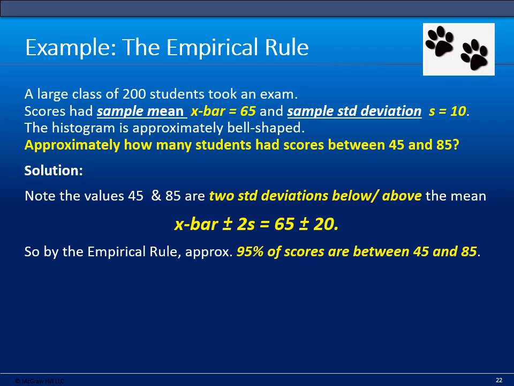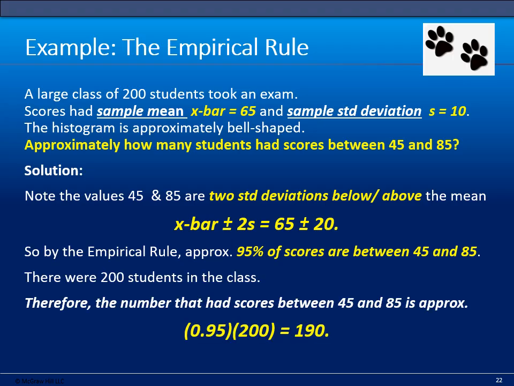So 95% of 200 gives us 190 students. So approximately 190 students had scores between 45 and 85.